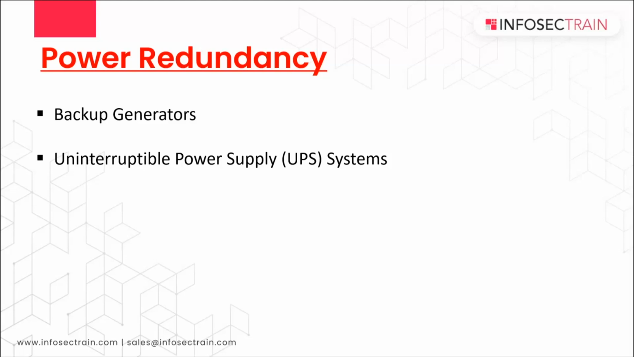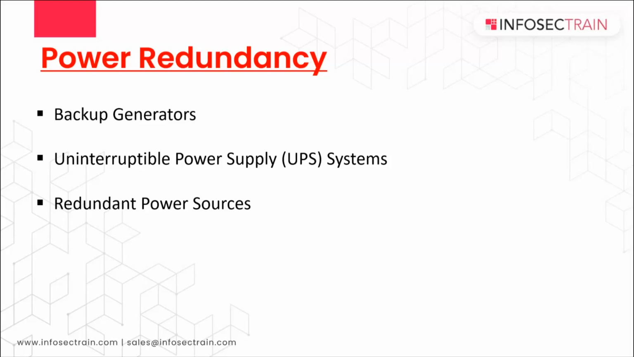Then what about next? Redundant power sources. Some critical infrastructure may have redundant power sources, such as multiple power feeds from different utility companies, or multiple transformers or substations as well. This ensures that even if one power source fails, the other source can continue to provide power.